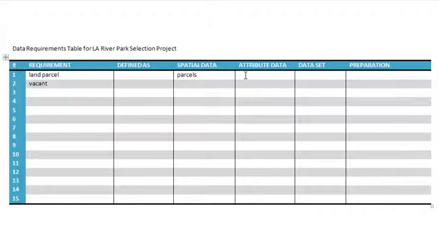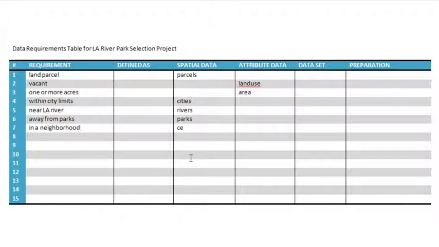For example, under land parcels, we have spatial data being the parcels and the vacancy factor being land use. Under requirement number 3, 1 or more acres, that's an area field under the attribute data. Within city limits, that would be a spatial data feature for cities. Near the LA River would be a rivers spatial data feature. Away from parks would require a parks feature, and also in spatial data. In a neighborhood, that's a census unit that we'll discuss in detail later.